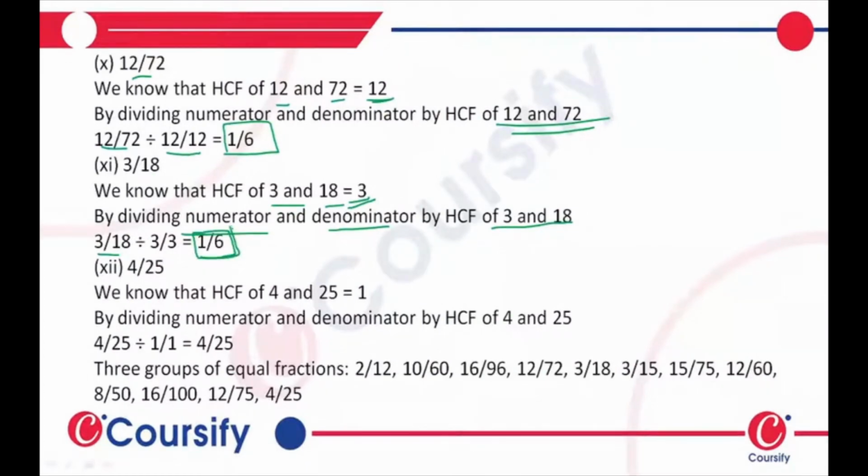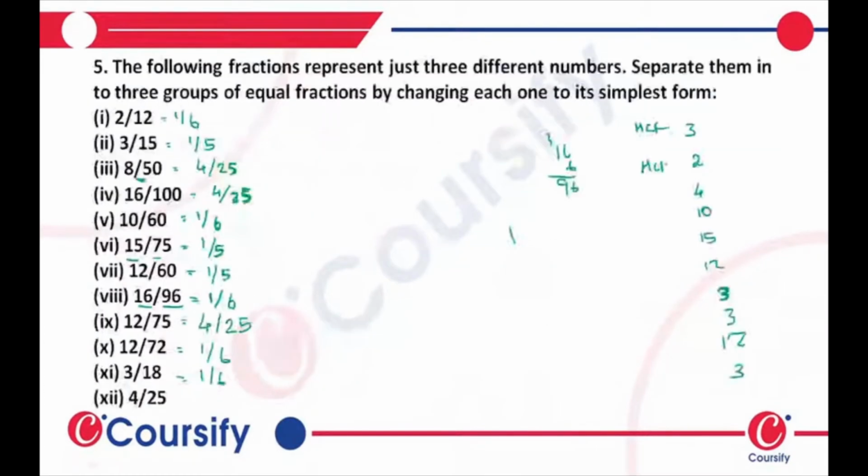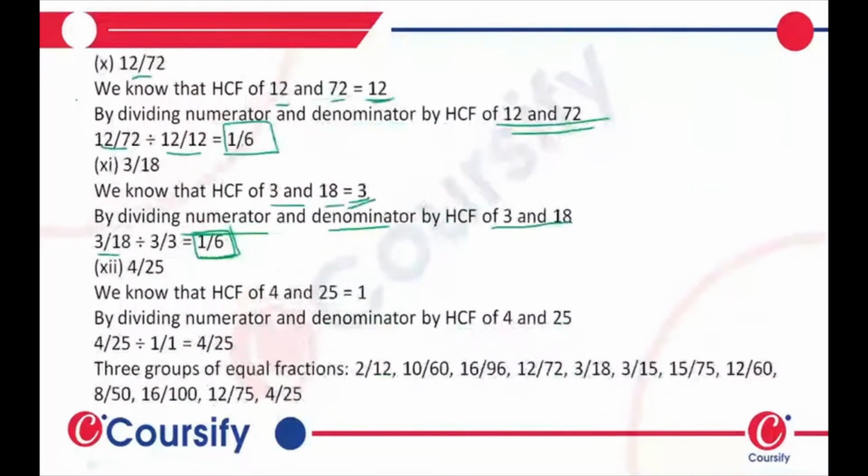Next question we have 4 by 25, which is already in the simplest form. As you can see, you have many fractions which you have got over here. What we have to do is group those fractions, basically that is what the question said initially. We know that the HCF of 4 and 25 is 1, in this case, and so 4 by 25 is the simplest form.